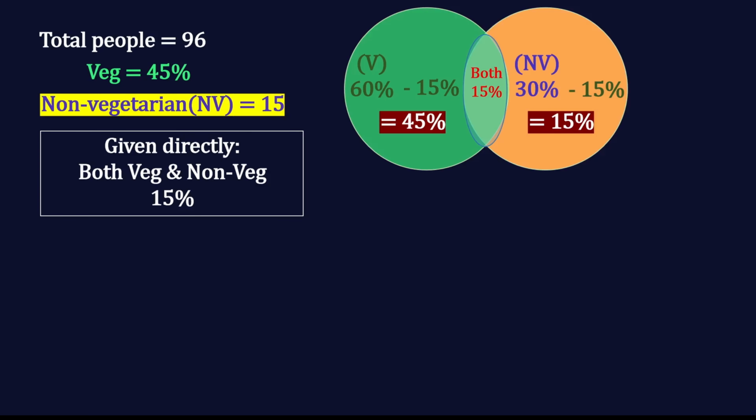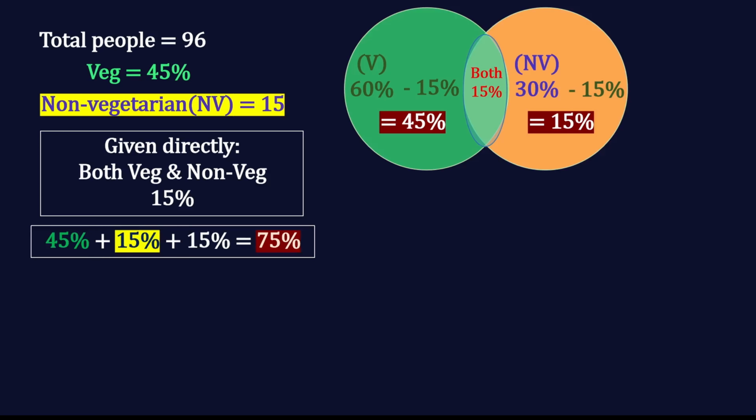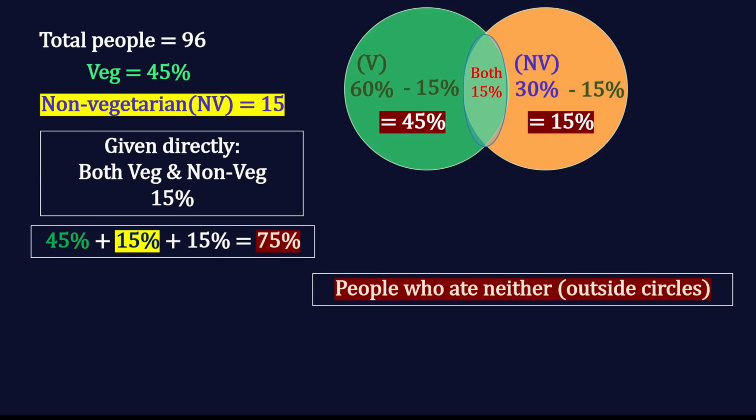But people who ate both veg and non-veg would be 15. I can simply put it as 15. So I can write 45 plus 15 plus 15, that would give me the overall total number of people equal to 75%. Now, I need to include those people who ate neither. So I can write 100% minus 75%. That would give me 25%. So people who did not eat either veg or non-veg equal 25%.